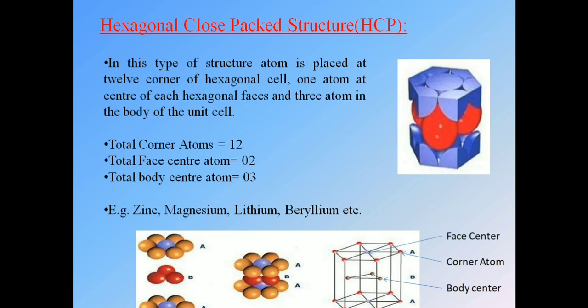Okay, as in the figure we can say that it is something different. As in the above figure we can see, or we first go through the below figure. Yes, there is something written like face centered atom, corner atom, and the body centered atom. So here this is the hexagonal structure. What we have seen in the last three is a cubical structure.